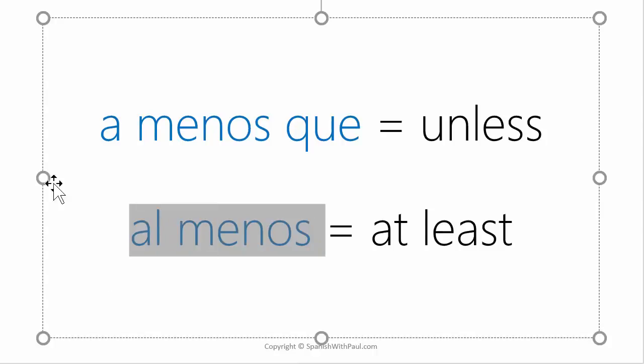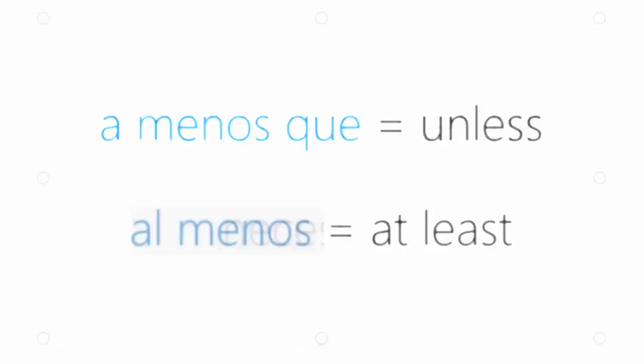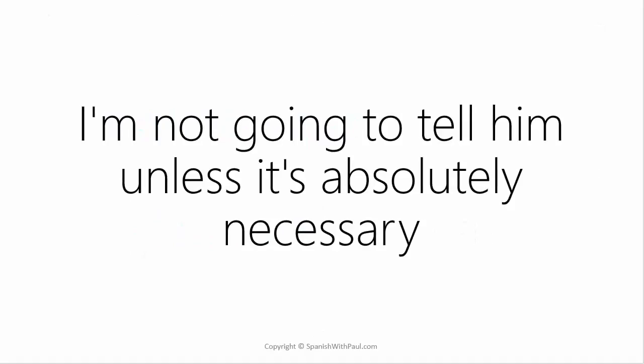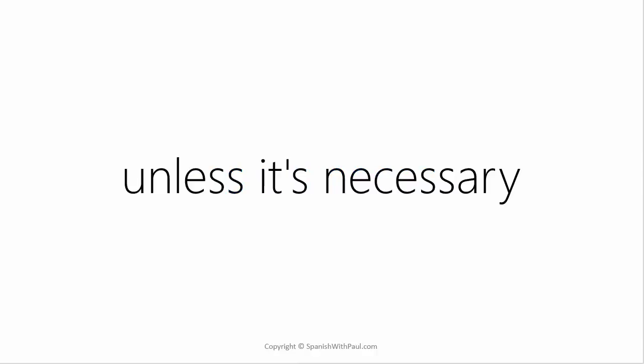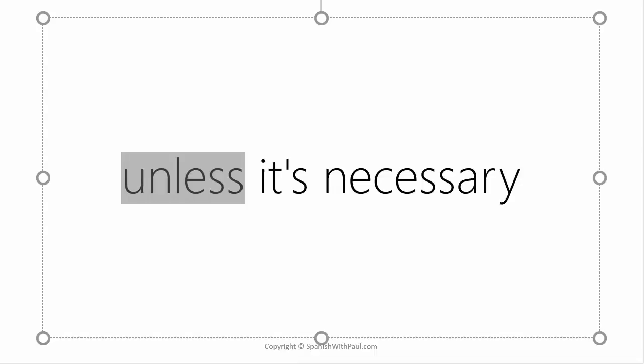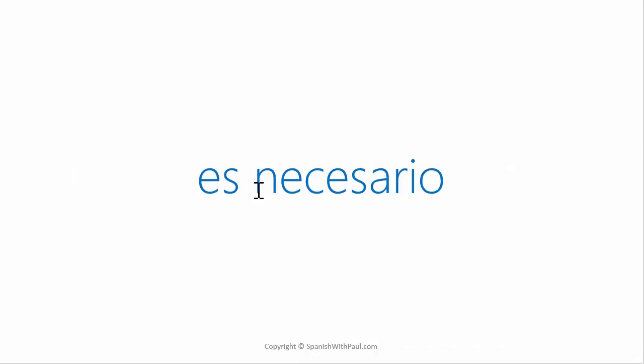Let's look at some example sentences now with a menos que. We have here, I'm not going to tell him unless it's absolutely necessary. First of all, how would you say it's necessary? Es necesario. In our sentence, we have unless it's necessary, and we know that unless is going to trigger the subjunctive. Now, the next verb coming up is es.